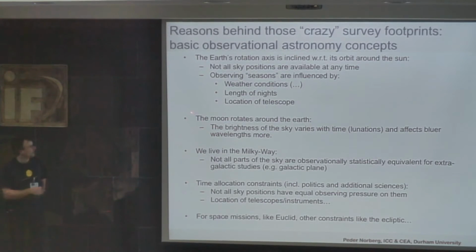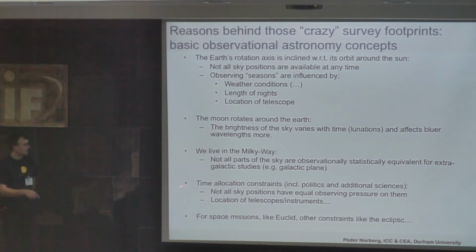And that's the thing. The moon rotates around the Earth. No news there. The brightness of the sky varies with time. We knew that as well, and it affects bluer wavelengths more. Again, things like that need to be tracked. So all of this basic stuff. We live in the Milky Way. Not all parts of the sky are statistically equivalent for extragalactic studies because you have the galactic plane coming in.